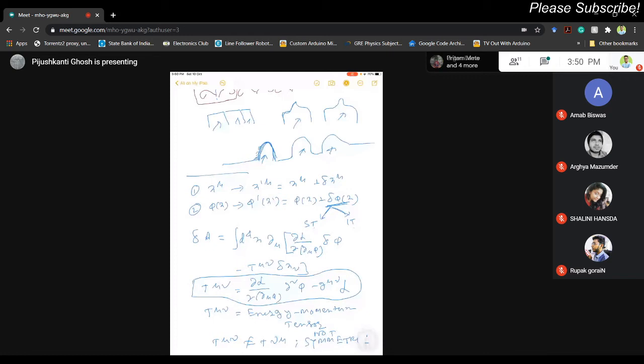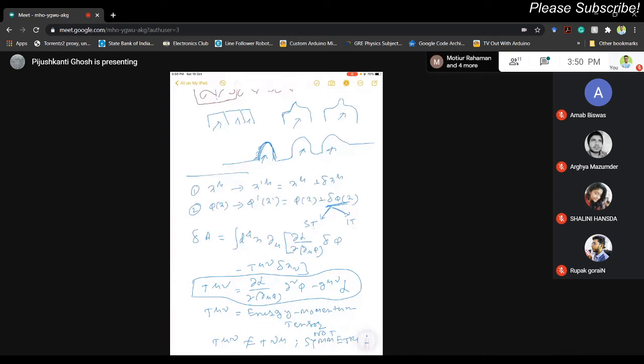At the end of the calculation, you get T mu nu equal to del L over del mu phi del nu phi minus g mu nu L. This is called the energy momentum tensor. It will be required for all practical calculations, so that's why I kept it inside a box.